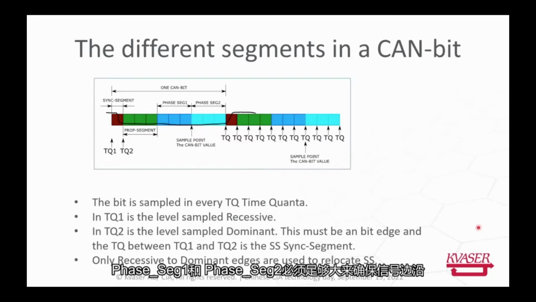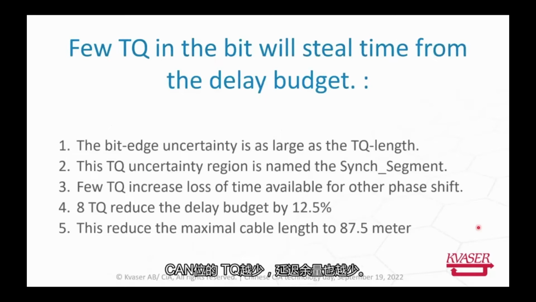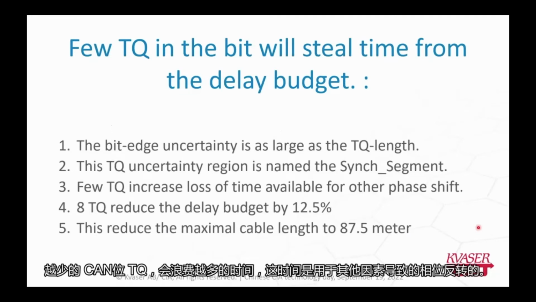The phase segment 1 and phase segment 2 must be large enough to secure that the signal edge never reaches the sample point between the two resynchronizations. Few time quanta in the CAN bit will steal time from the delay budget. The bit edge uncertainty is as large as the time quanta length. This time quanta uncertainty region is named the sync segment. Few time quanta in the CAN bit increase loss of time available for other phase shifts.